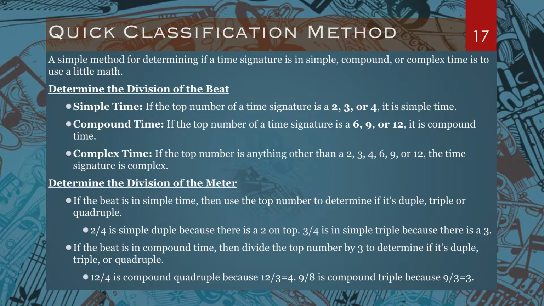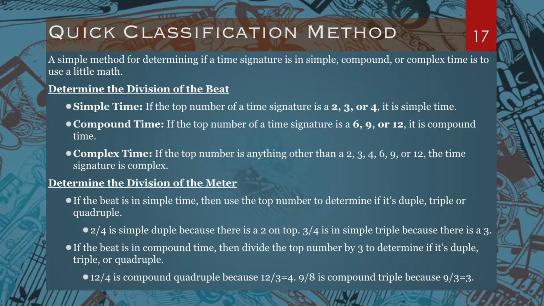Now, after talking about all of that, there's a very quick classification method you can use. First, determine the division of the beat. If the top number of a time signature is a 2, 3, or 4, it's simple time. It's that simple. 2, 3, or 4, it's simple time. No exceptions to that. Unless the bottom number is something really unusual, like 4.5, which may happen, but not something you're going to see unless you're studying really advanced modern music.